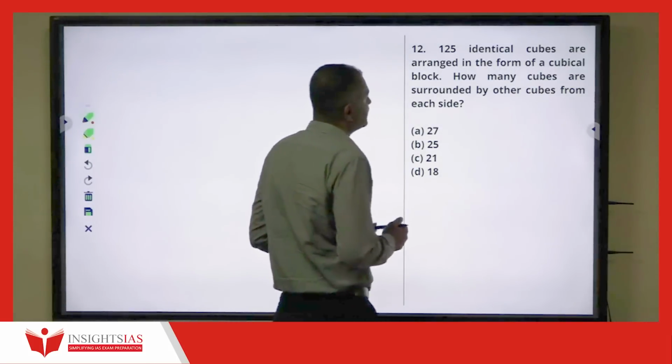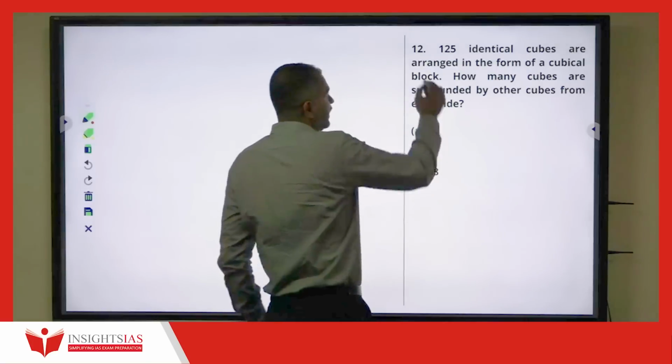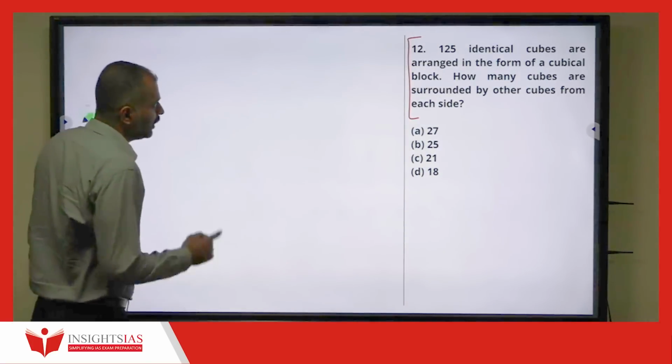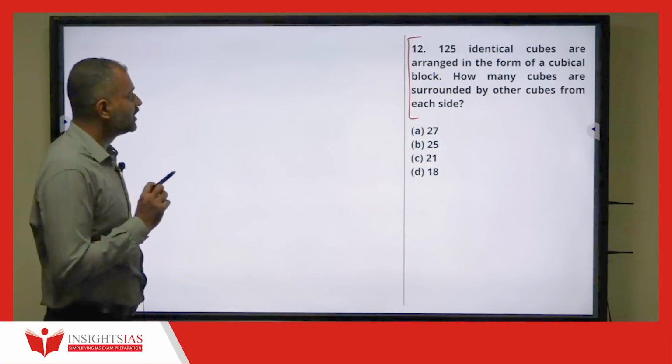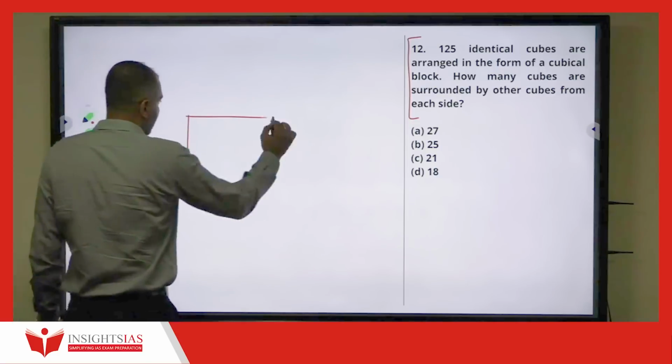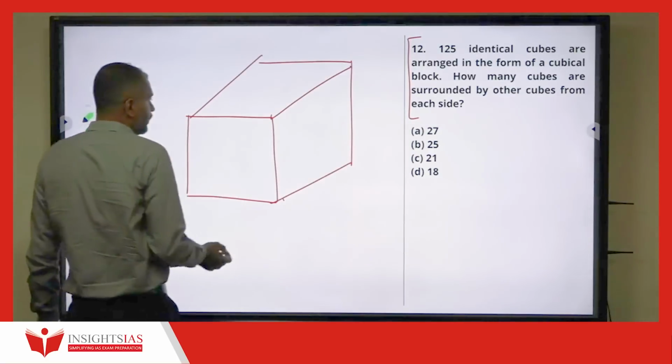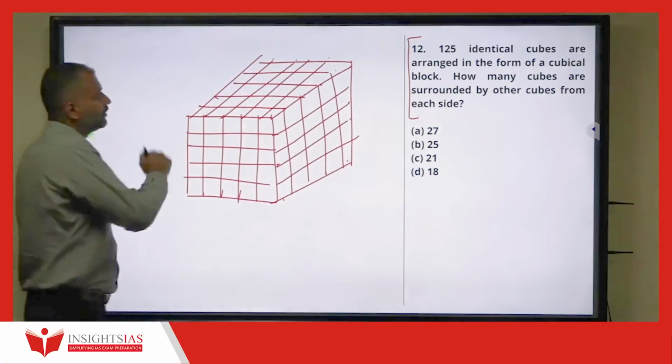125 identical cubes are arranged in the form of a cubical block. How many cubes are surrounded by other cubes from each side? See, at that point of time, a little bit tricky to understand this one. Now look here, 125 identical cubes arranged in a small cubical block. See, the cubes are arranged in this way. This is the counting of the cubes question, very similar one we have done in class.